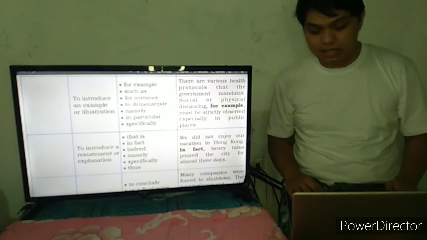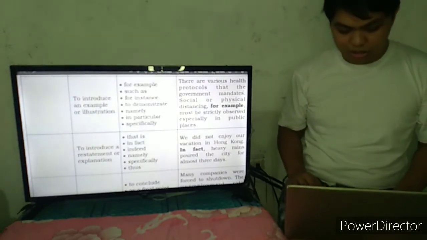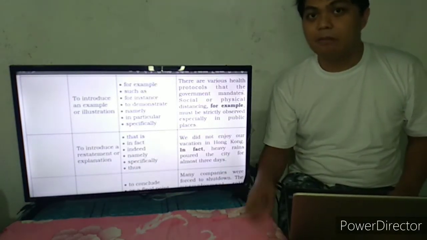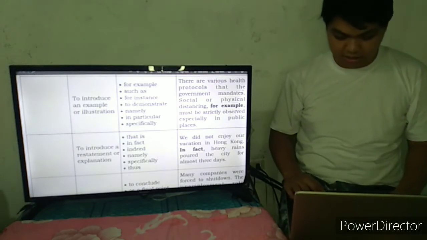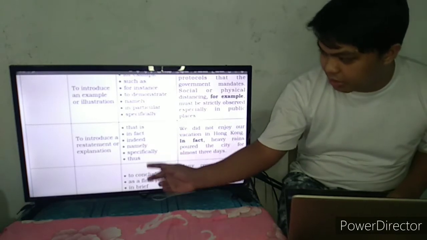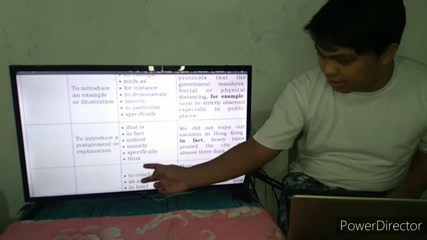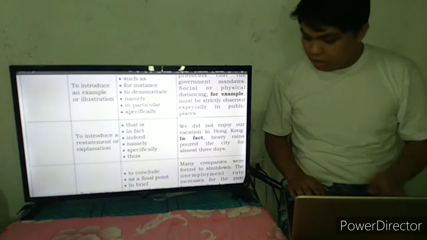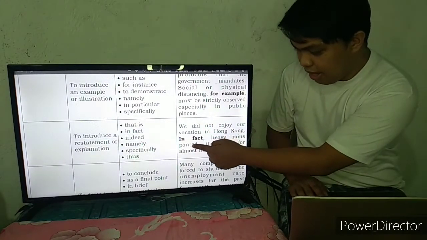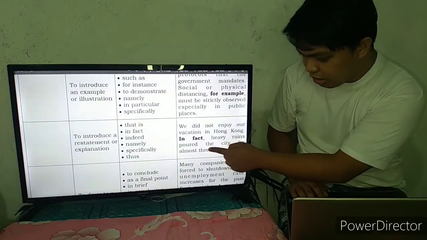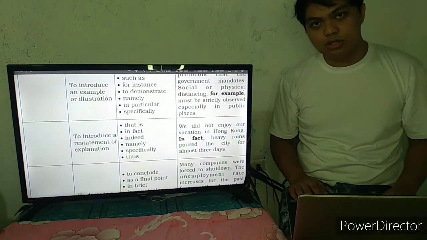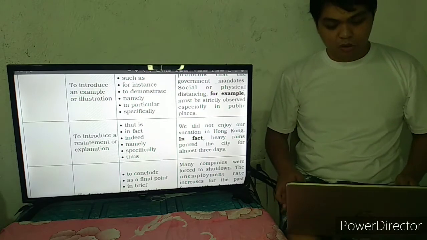Another one is for additives. In additives transition signal is through introduce or reinstatement or explanation para magbigay ng explanation sa isang sentence. For example, this is, in fact, indeed, namely, specifically, thus. So, we did not enjoy our vacation in Hong Kong. In fact, heavy rains poured in the city for almost 3 days. So, to introduce a reinstatement or explanation.